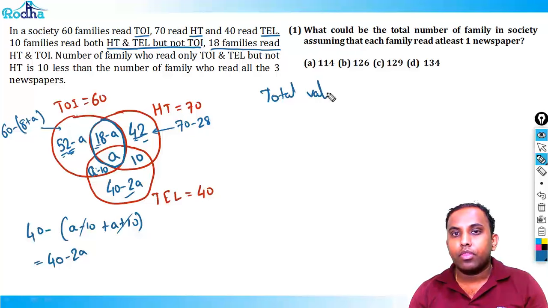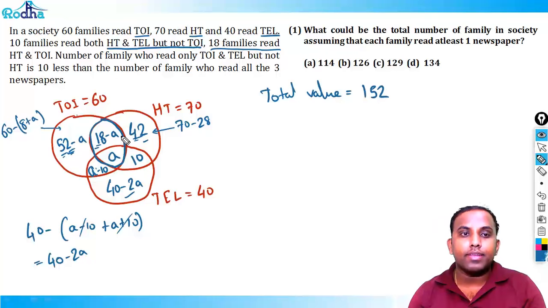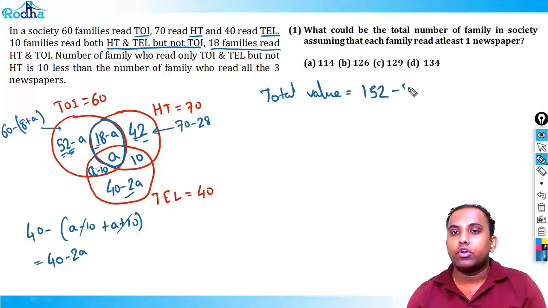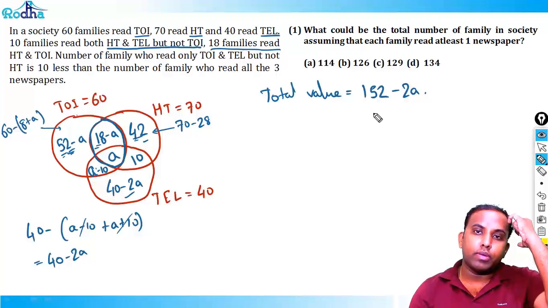Total value you're getting as 152 and 10. Okay. And then for A, you see minus A is minus 2A. Minus 2A plus 2A gets cancelled. And again minus 2A. So 152 minus 2A. Okay. This is the total number of families, right? That is 152 minus 2a.